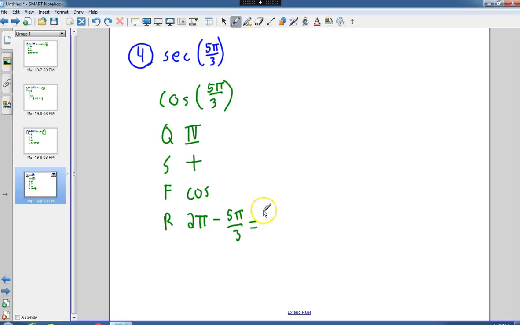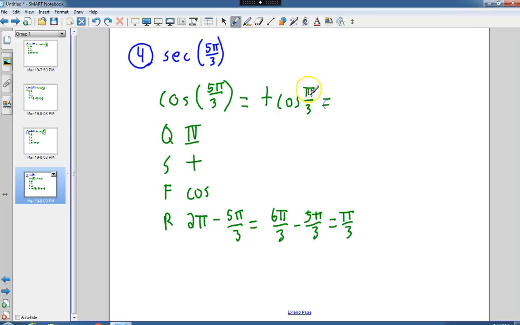As I did in the prior problem with the radian angle measure, I will make 2 pi into a fraction with a denominator of 3. That would be equivalent to 6 pi over 3, and we'll subtract 5 pi over 3 from that. 6 pi over 3 minus 5 pi over 3 gives us 1 pi over 3. So now we can rewrite the cosine of 5 pi over 3 as positive cosine of pi over 3.